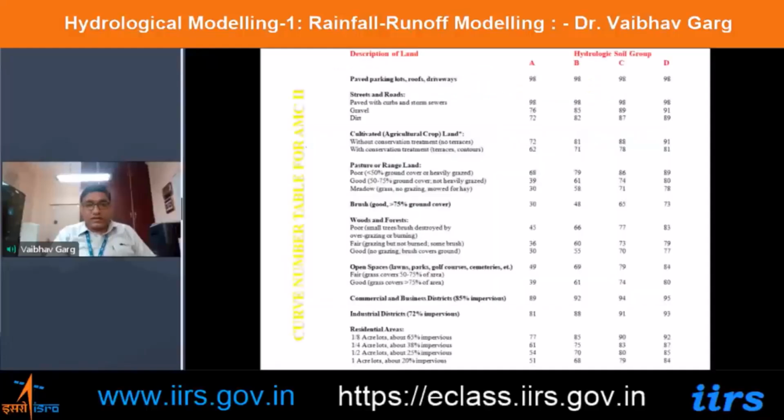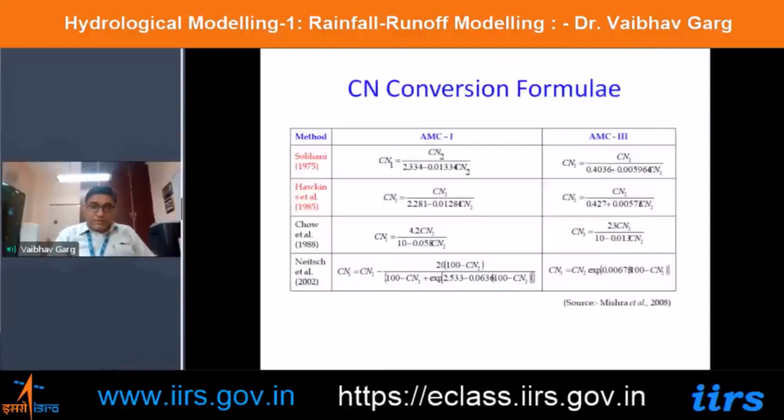Those are provided here in the lookup table corresponding to AMC condition 2. We have to convert them for AMC condition 1 and AMC condition 3. So in the literature, the conversions from CN2 to CN1 or CN3 are provided, and you can choose any of these methods to convert the CN2 value to either CN1 or CN3, that is column number 1 or column number 3 or column number 2.